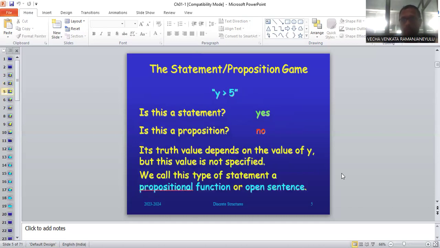Next: y greater than 5. Here, is it a statement? Yes. Is it a proposition? No. Its truth value depends on the value of y, but this value is not specified. That's why it is not a proposition. It is a statement, and we call this type of statement a propositional function or open sentence.